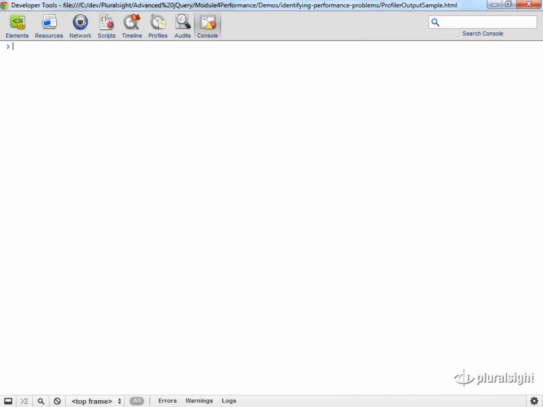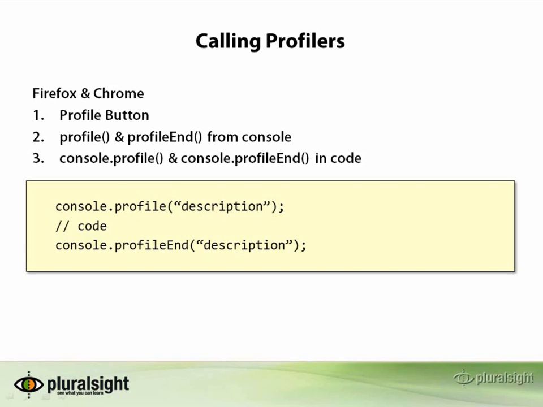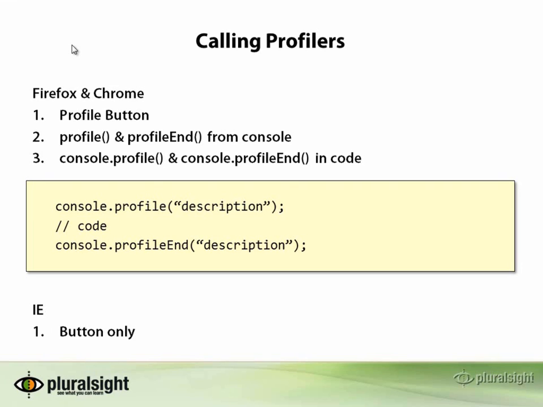and then we call profileEnd and click run again to turn it off. In Chrome, we go to the console and type profile and then profileEnd to stop. The last way is in your code to call console.profile and then call console.profileEnd to stop profiling, wrapping the code that you wish to profile inside of those two calls. Internet Explorer's profiler can only be called from within the developer tools by clicking on the Start Profiling button, so it is a little more limited.